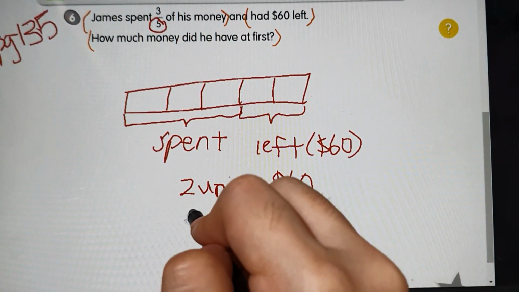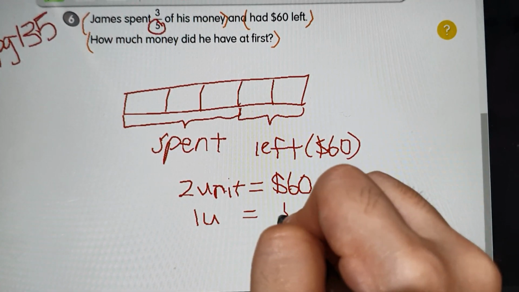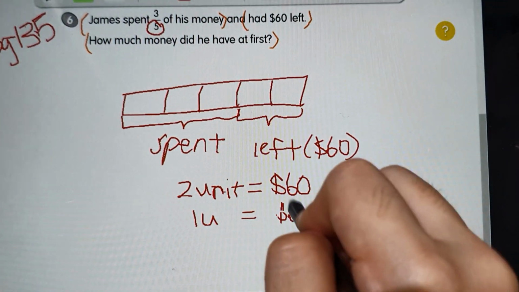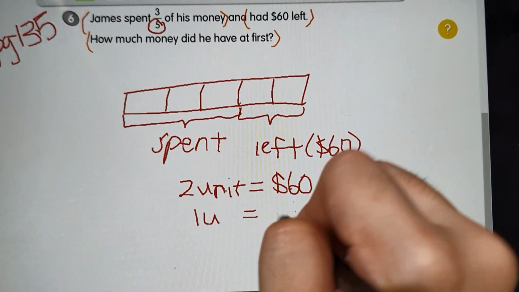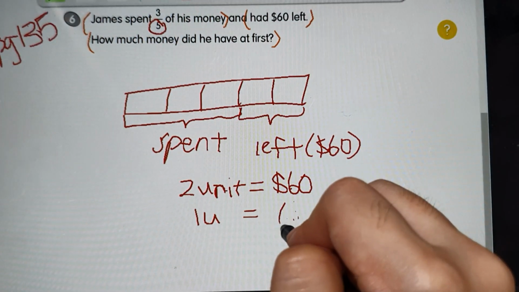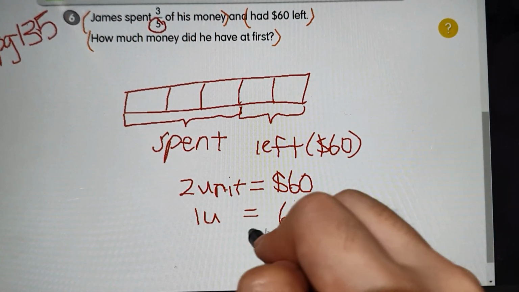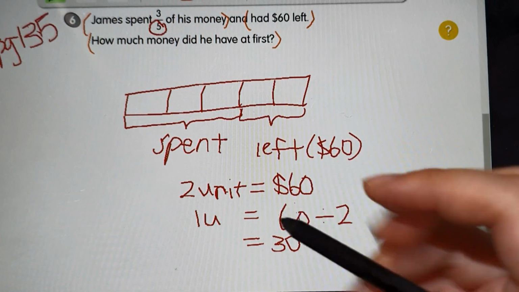So I can move on to find 1 unit. I just need to take 60 divided by 2, which will give me $30 for 1 unit.